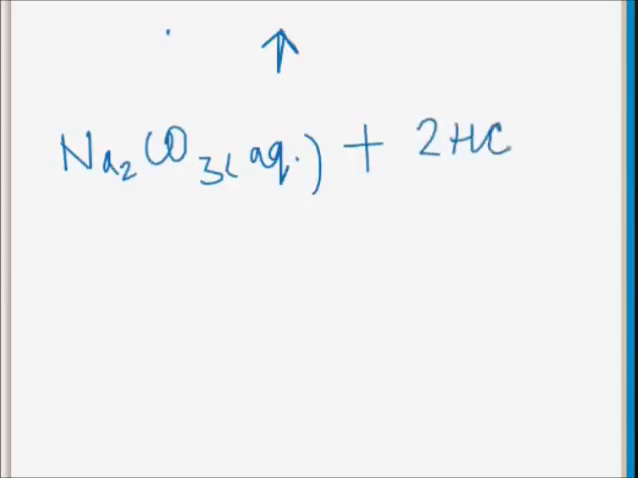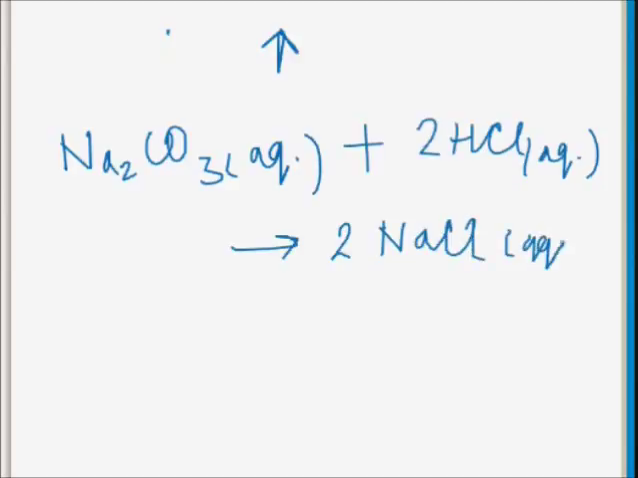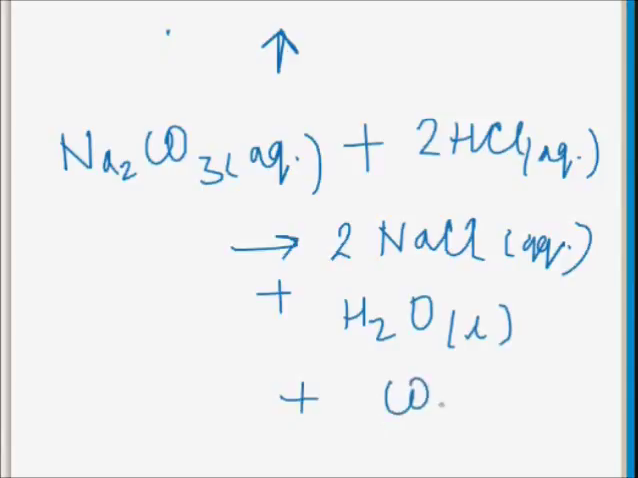So let us take an example of a chemical reaction. Na2CO3 in aqueous solution reacts with hydrochloric acid, twice HCl. It is also in aqueous form. It will give sodium chloride, twice NaCl in aqueous solution, plus H2O liquid, that is water, and CO2 gas is evolved. So we will write CO2 like this. We will place an arrow towards upward direction.